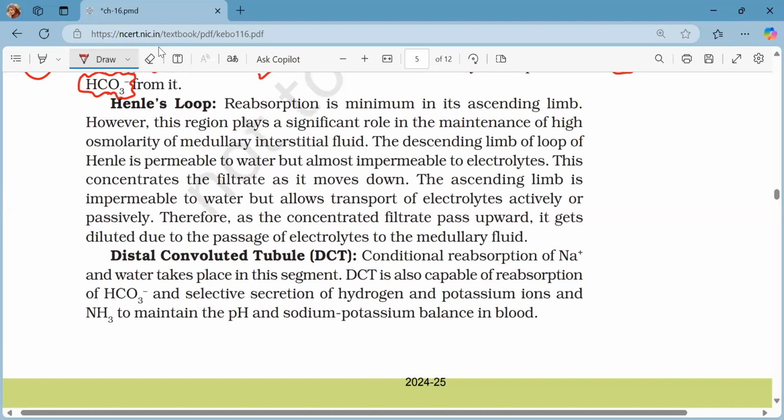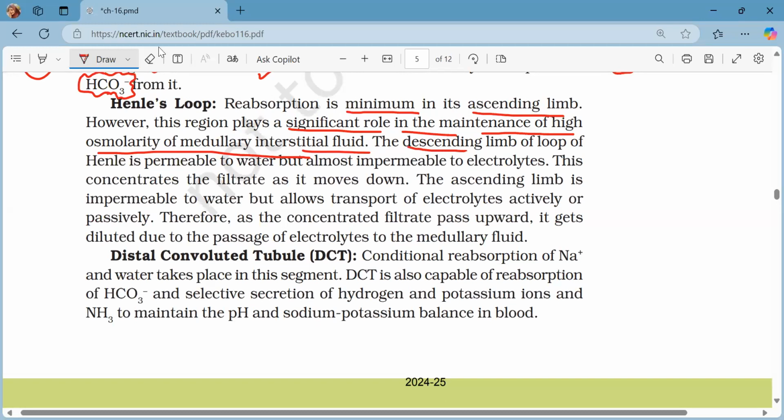In this particular duct, the reabsorption is minimum in its ascending limb. Okay, in the ascending limb, the reabsorption is minimum. However, this region plays a significant role in maintenance of high osmolarity of the medullary interstitial fluid, meaning it maintains the ionic and the cationic balance of the medullary interstitial fluid.